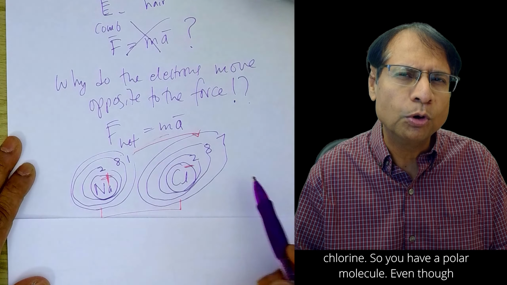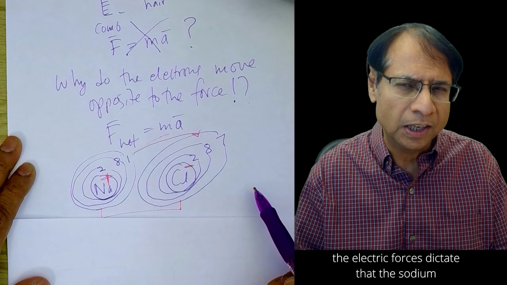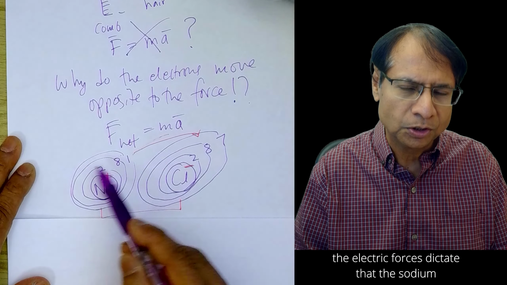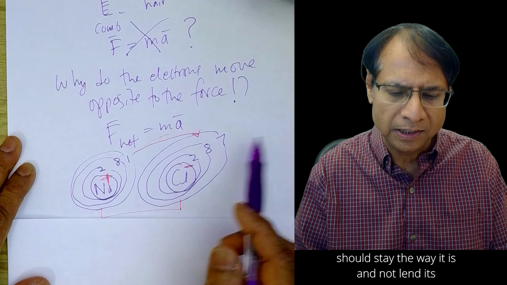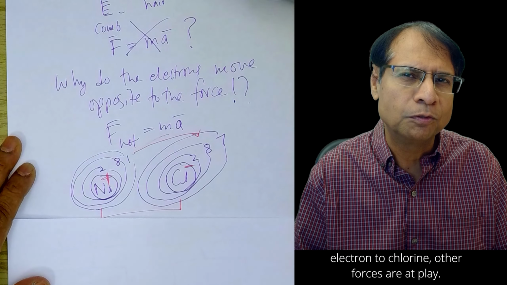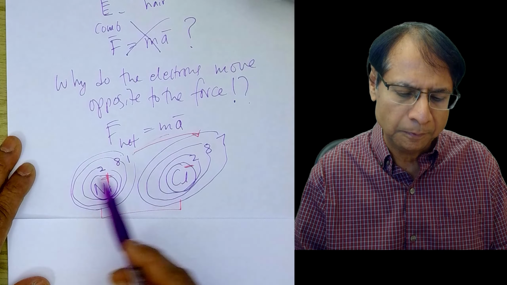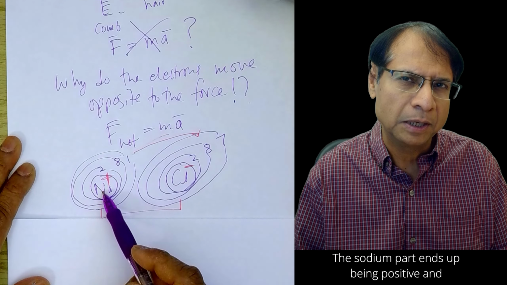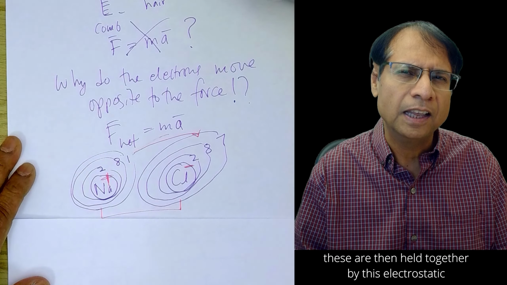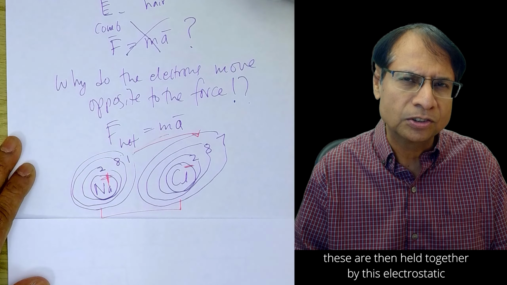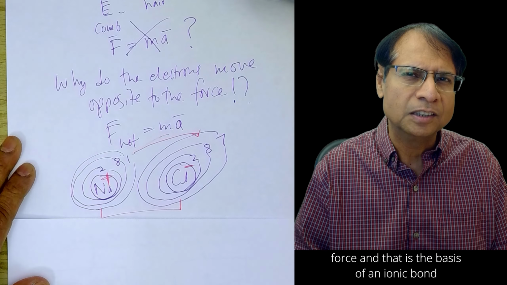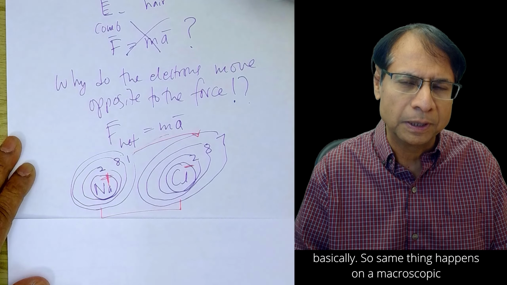So you have a polar molecule. Even though the electric forces dictate that the sodium should stay the way it is and not lend its electron to chlorine, other forces are at play. The chlorine ends up being negative, and the sodium part ends up being positive, and these are then held together by this electrostatic force. And that is the basis of an ionic bond, basically.